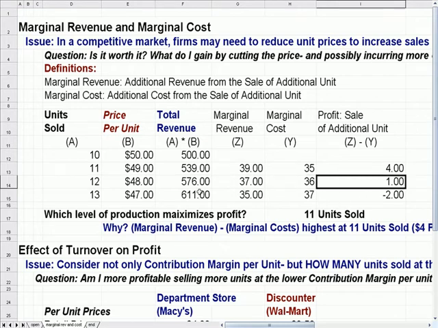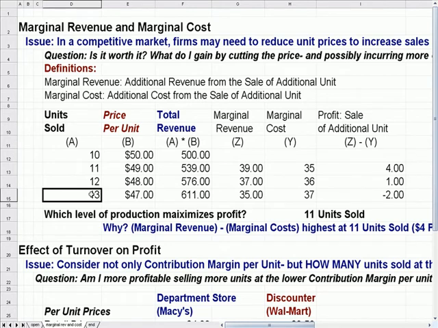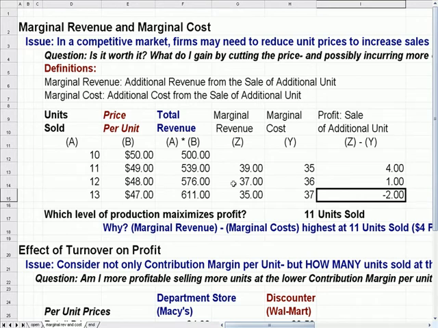But at some point, and that point is at 13 units, it's not worth it to lower the price again to sell an additional unit. In this case, we lower the price per unit from 48 to 47. We sell one more unit. Our total revenue goes up. The difference between revenue before and after is $35. But if my marginal cost was $37, I'd end up losing $2 on the sale of that additional unit. So it's not worth it at 13.